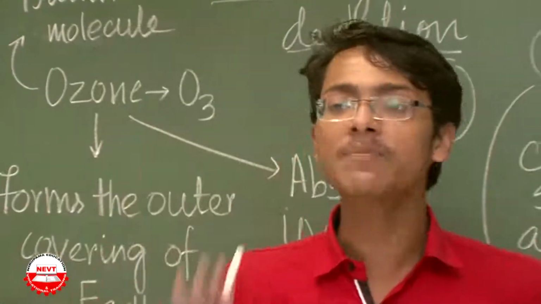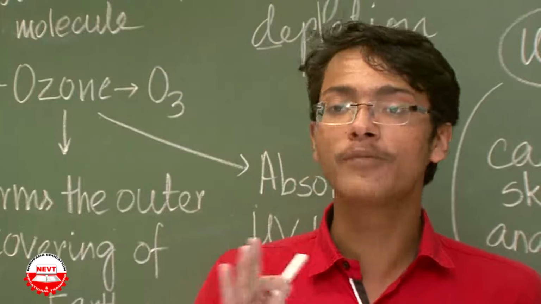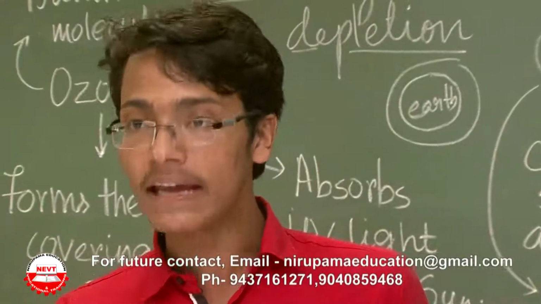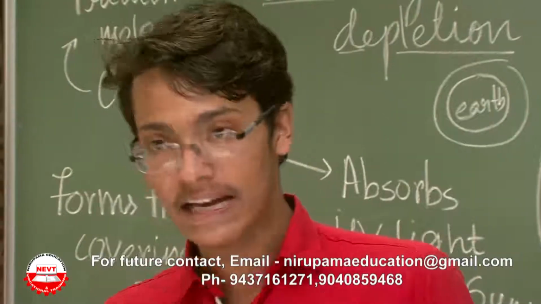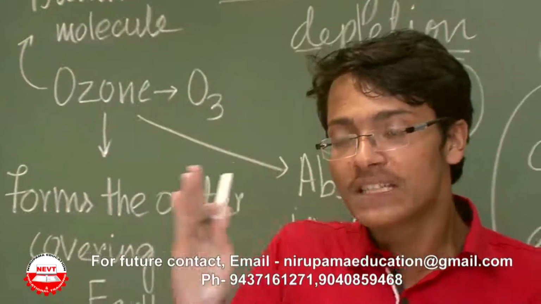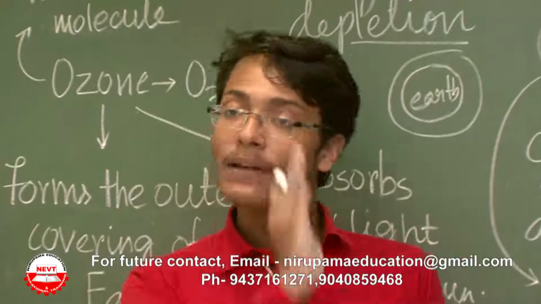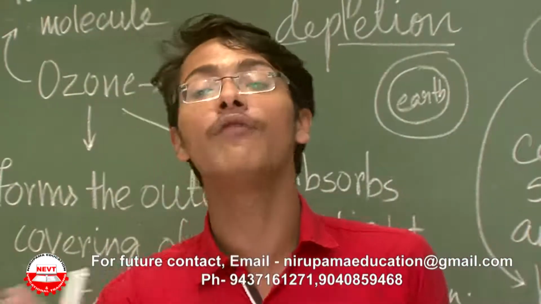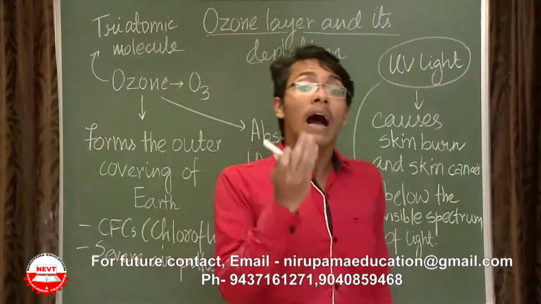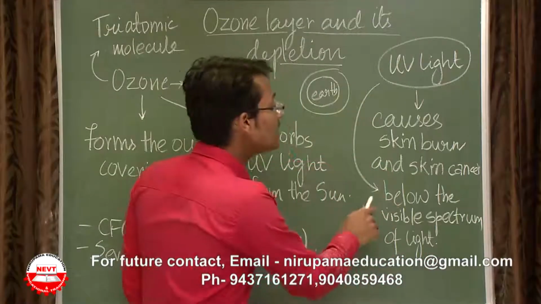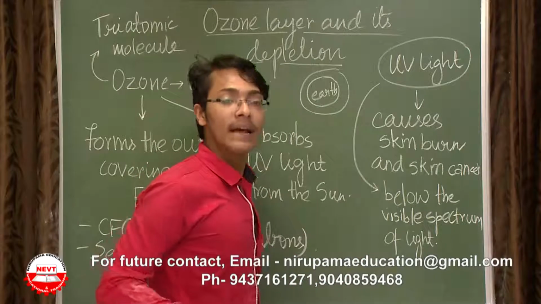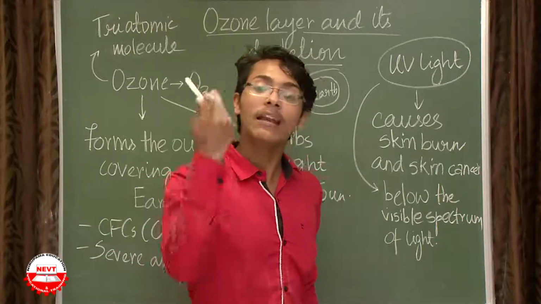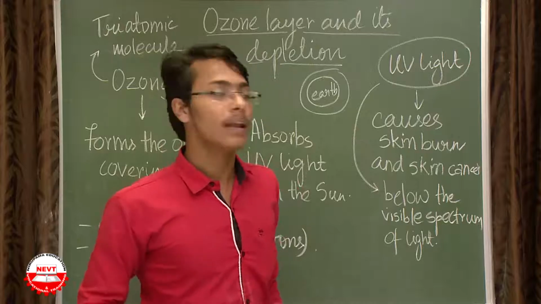We have a visible spectrum of light. You know that, VIBGYOR, isn't it? Violet, indigo, blue, green, yellow, orange, red. This is the visible spectrum of our light. Light falling in this region is what we can see, by wavelength. Ultraviolet light lies below the visible spectrum of light, that is, we cannot see the ultraviolet light.